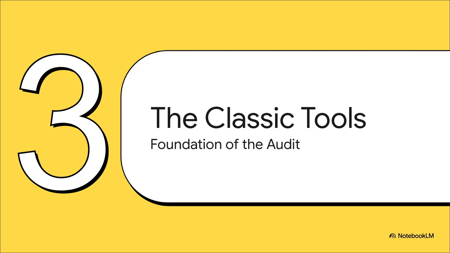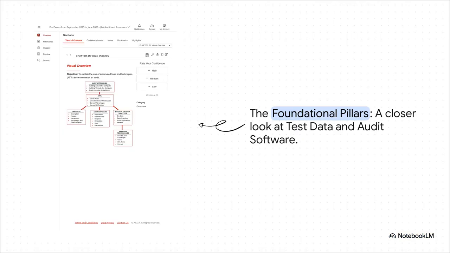First up, let's talk about the classic tools. Now, these are the real foundation of digital auditing. They might have been around for a little while, but trust me, they are still absolutely critical to how the job gets done. So looking at our map, we're starting with these two foundational pillars, test data on one side and audit software on the other. Let's break down what each of these actually does.